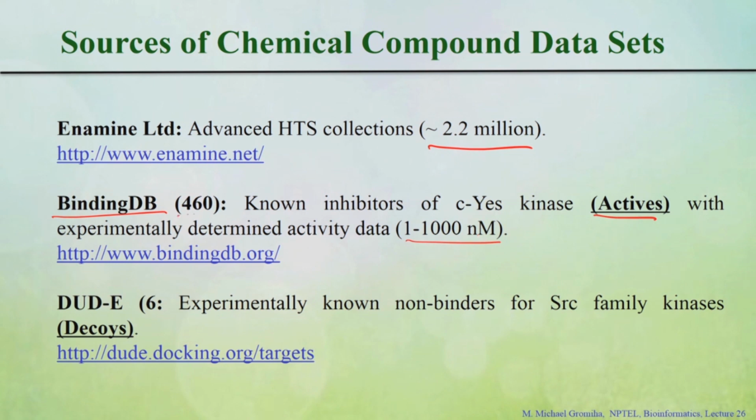So, here you can see 460 compounds. Then the decoys: this will give you the number of decoys. These are known non-binders for the SRC family. This is a negative data set, right. So, we have the negative, we have the positive, we can use these as controls, and based on that we can identify the new inhibitors, and we can then validate them using experiments, right.